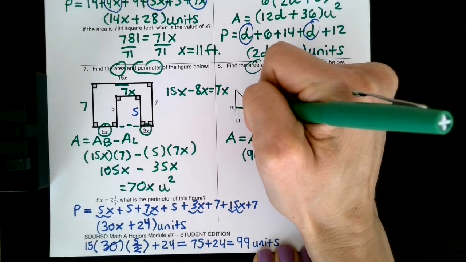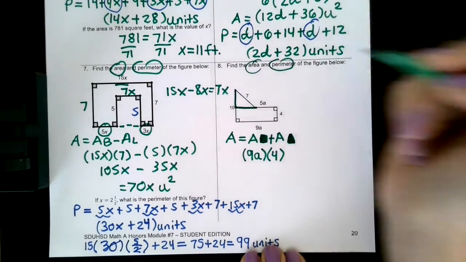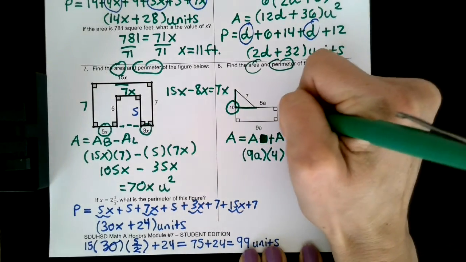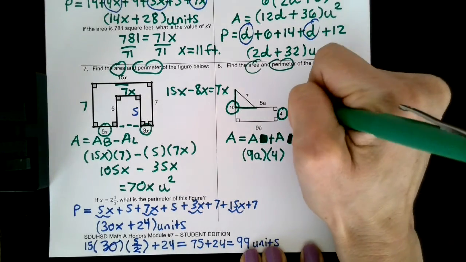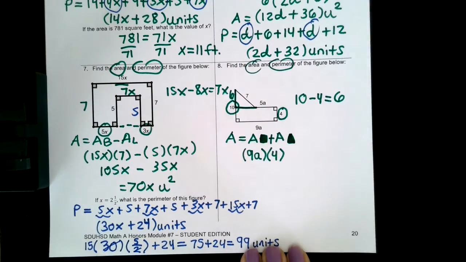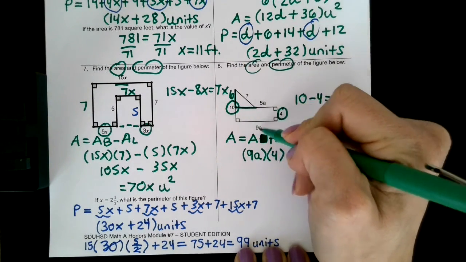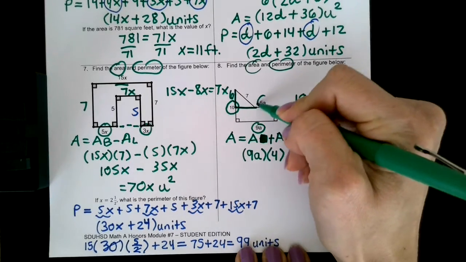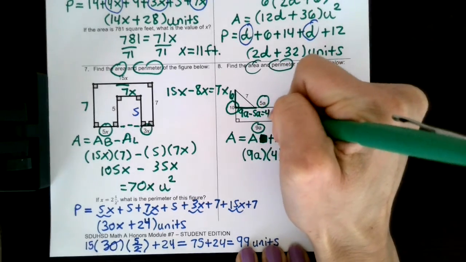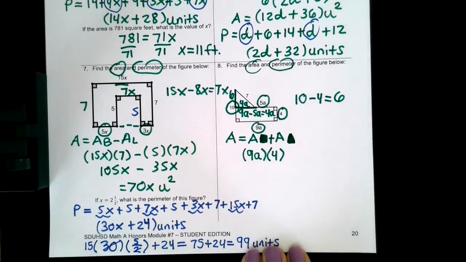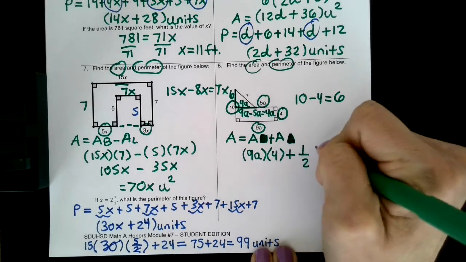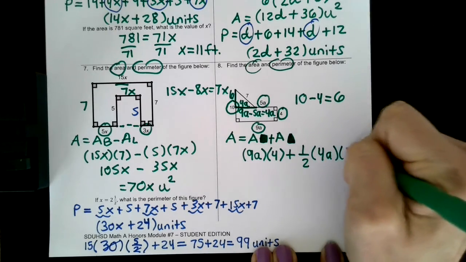For the area of the triangle, we need the missing measurement of the base, and we also need the height. Since the entire length right here is 10, and the length over here is 4, 10 minus 4 is equal to 6. So the height of this triangle is 6. The base of this triangle: we know this is 9a and this is 5a. So if we subtract 9a minus 5a, we get 4a for the base of this triangle. The formula for the area of a triangle is 1/2 base times height.